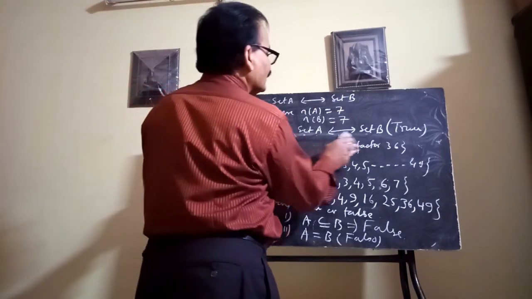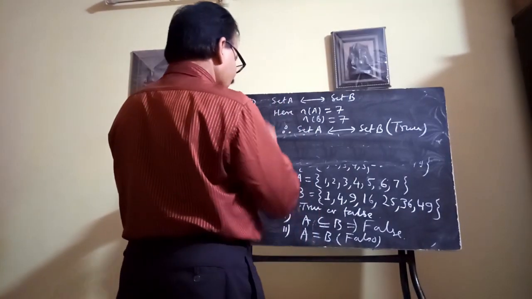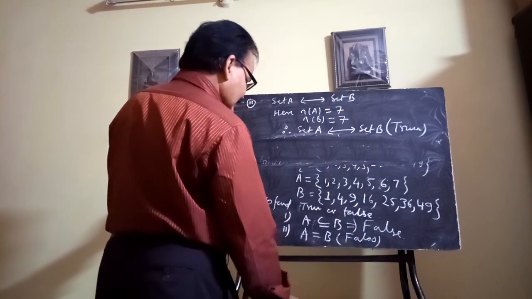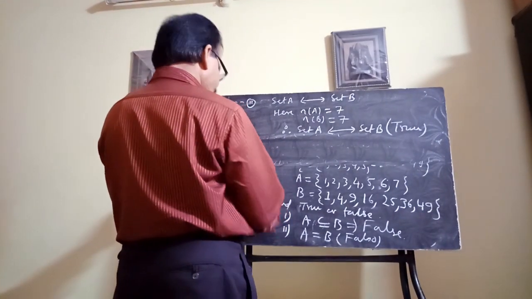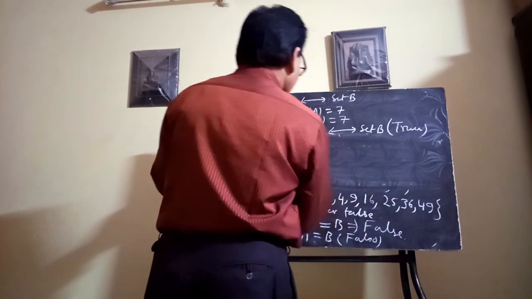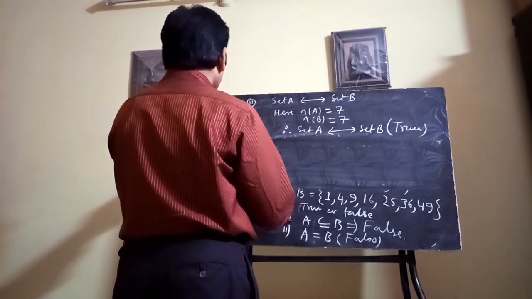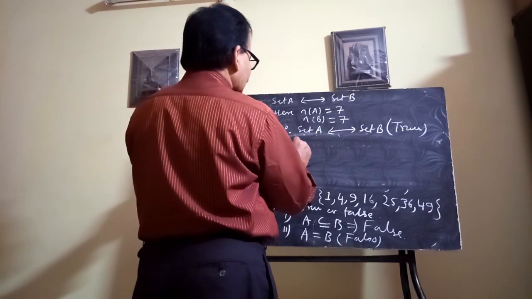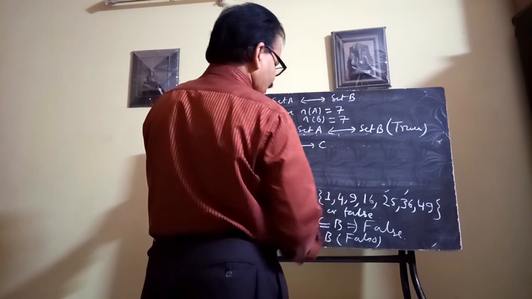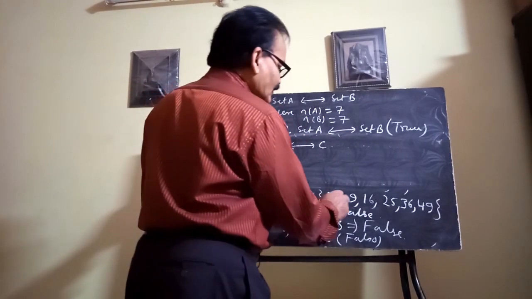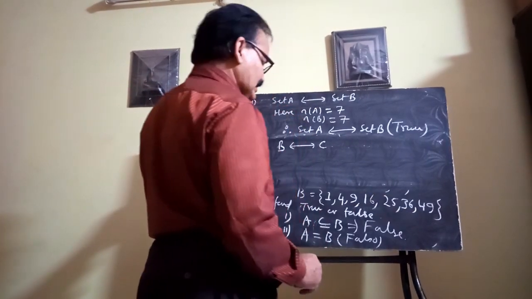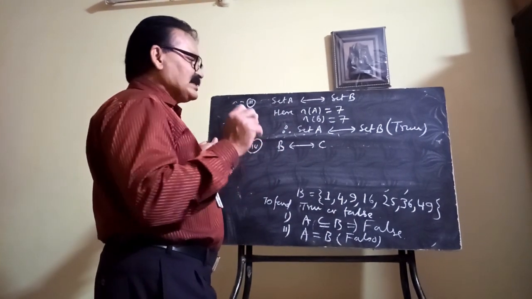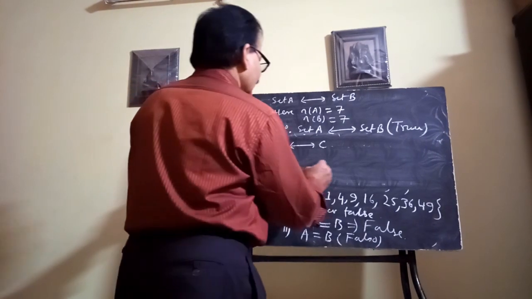Okay. Now for the fourth question, that is your C. You have to see whether B is equivalent to C or not. So here B is your 1, 4, 9, 25, 36, and remember C is the set of factors of 36.